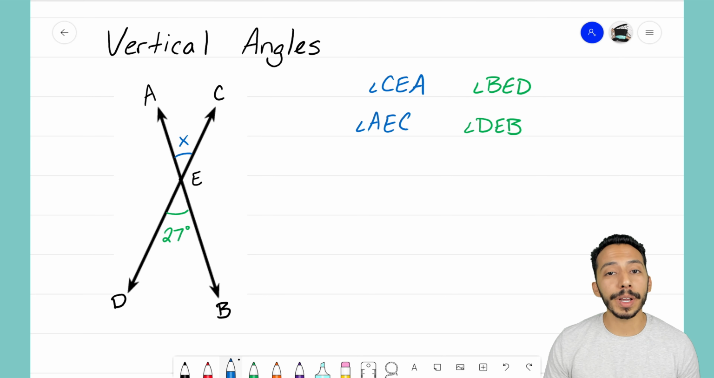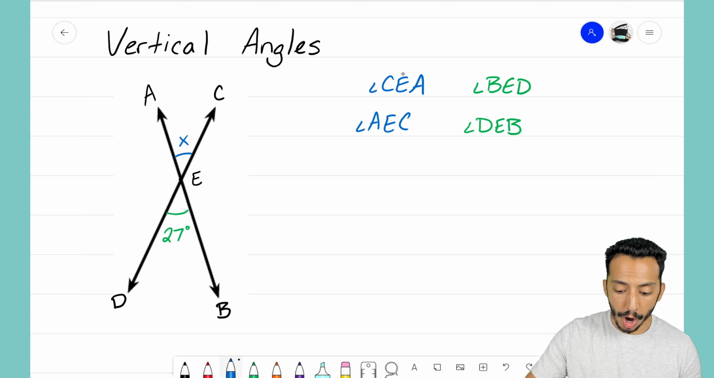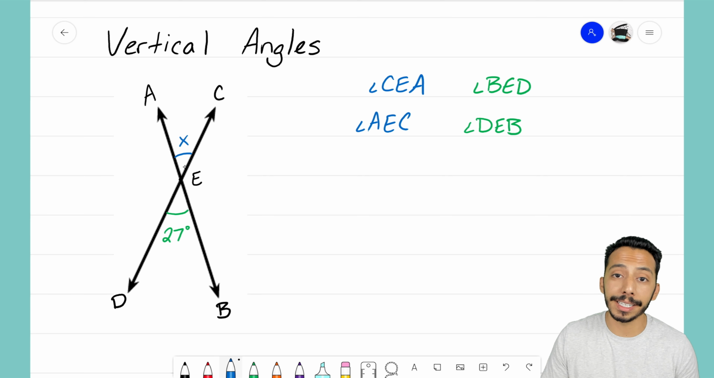And it doesn't matter which way you do it, just as long as you're aware that that middle letter always has to be the point where your angle is. Notice the blue angle is formed here at point E, and the green angle is formed here at point E. So we have to have those middle letters being E.